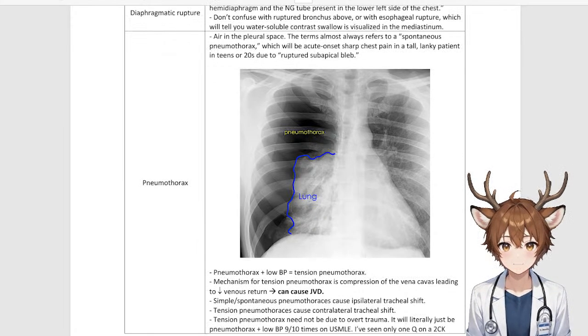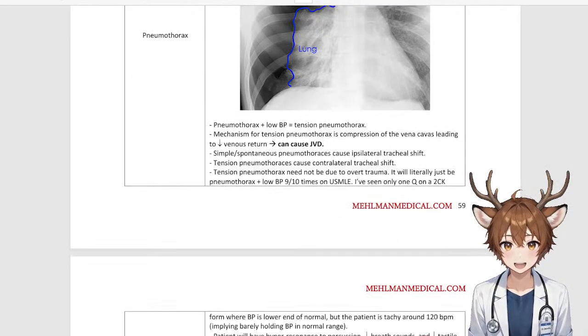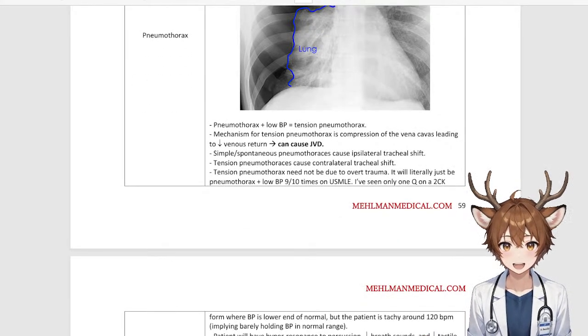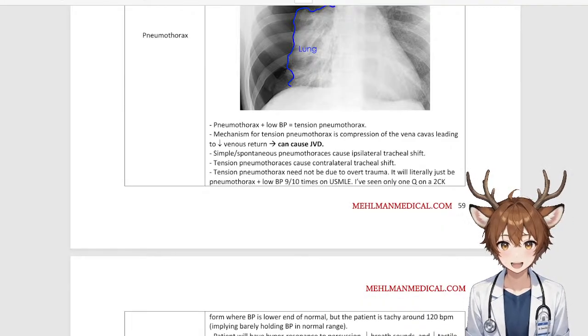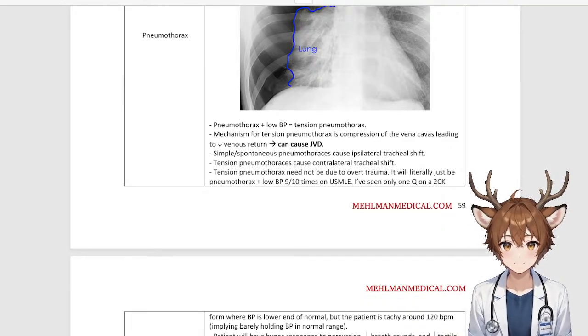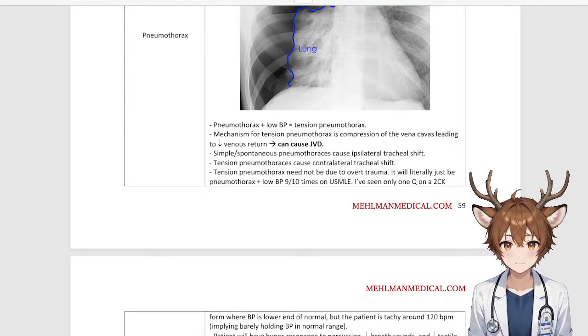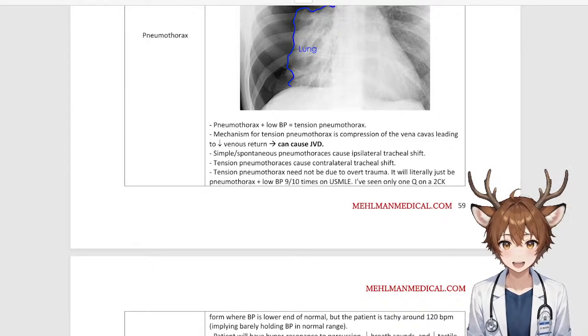I've seen only one question on a 2CK form where the BP is lower but normal, but the patient is tachycardic around 120 BPM, implying barely holding a BP in normal range. So normally when they're talking about tension pneumothorax, they usually mean a person with low BP. And in tension pneumothorax, again, it causes a contralateral tracheal shift.